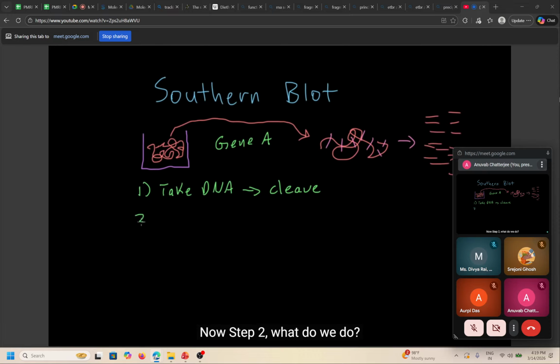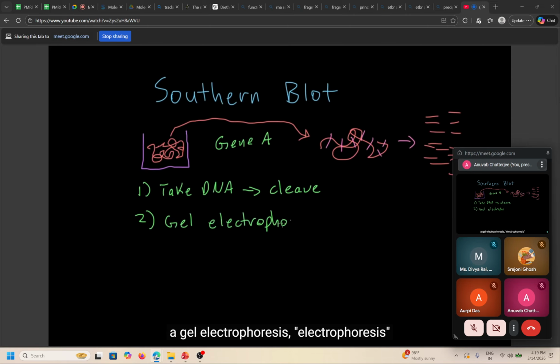Now, step two, what do we do? Well, what we're going to do is we're going to take all of these tiny little DNA fragments and we're going to run them on the gel. So specifically, we're going to do a gel electrophoresis on these DNA fragments. And I made a video on gel electrophoresis, so if you want to refresh, you can watch that video. But basically, the gel electrophoresis will help us separate these DNA fragments based on size and based on charge. So let's just diagram that out.